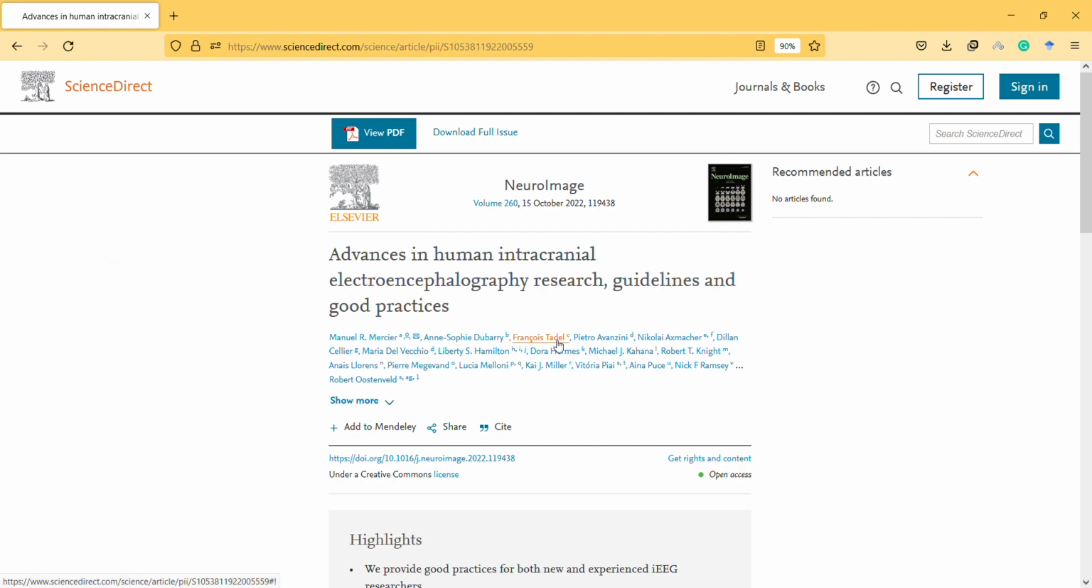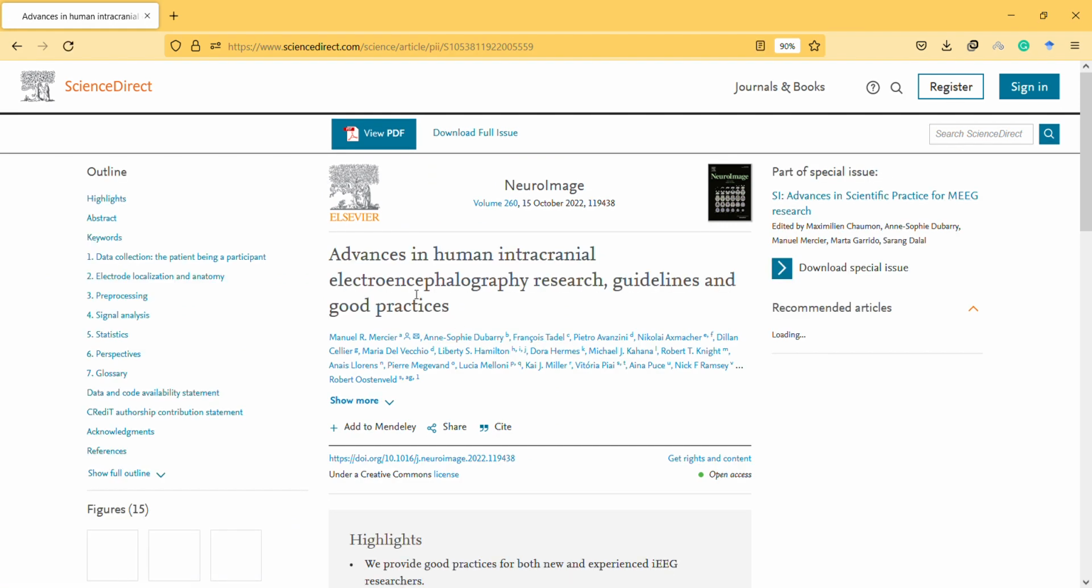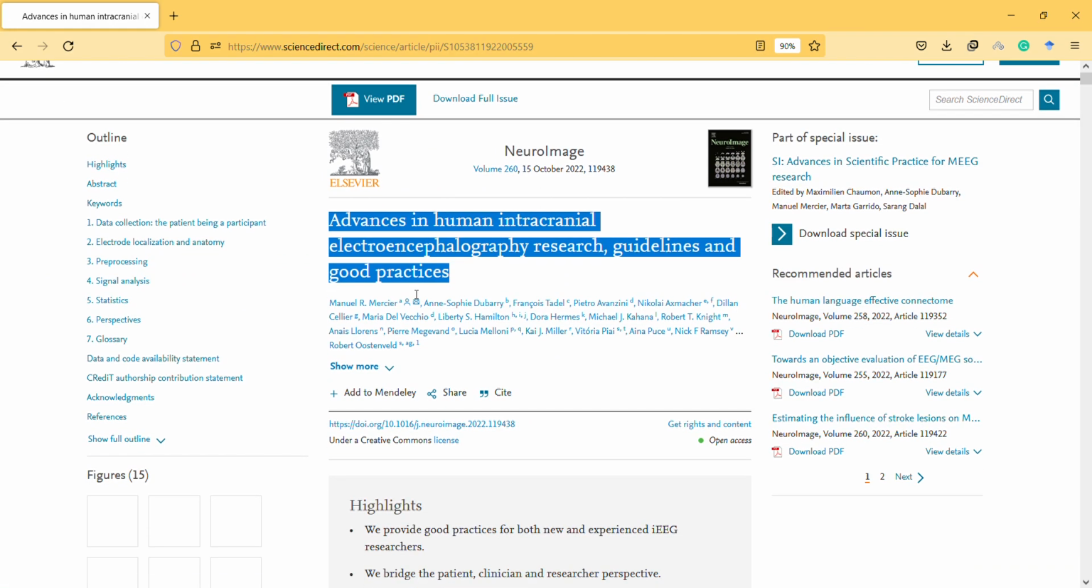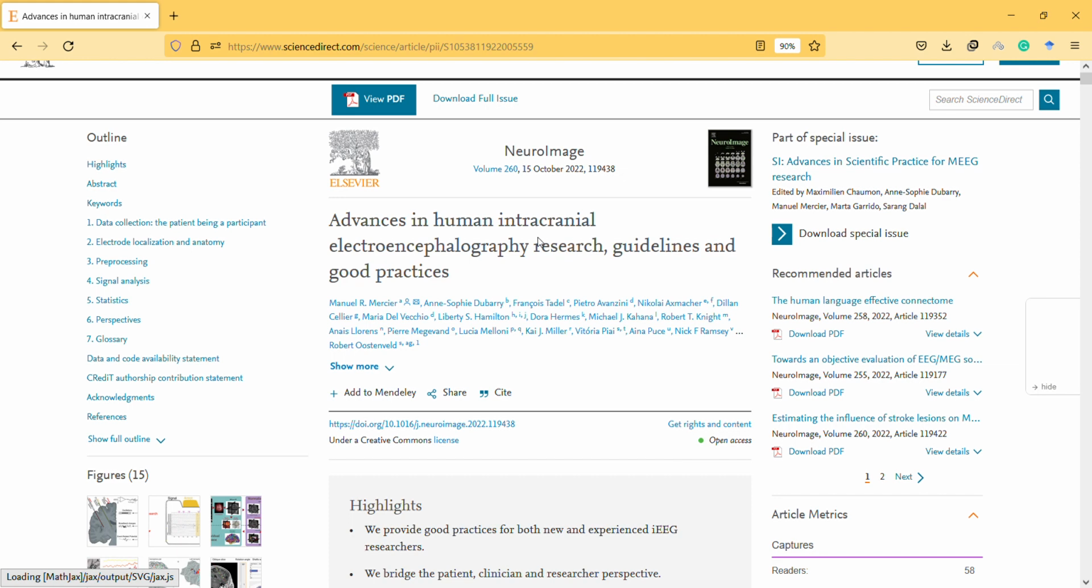The title is Advances in Human Intracranial EEG Research: Guidelines and Good Practices. That's like an introduction.